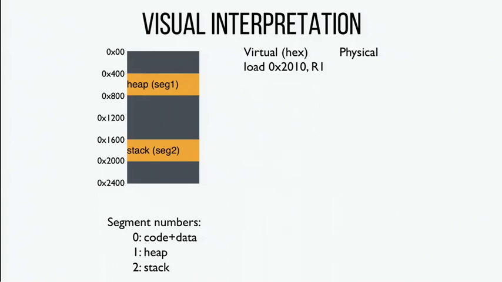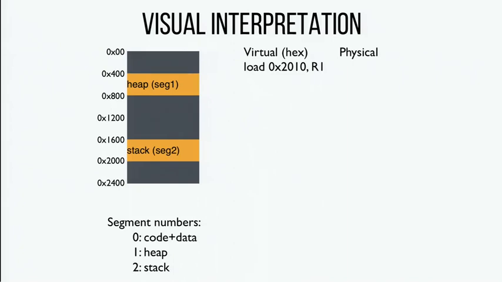Let's try a visual interpretation of this to give you other ways of looking at it. In this example, two of the segments for one of the processes have been placed in physical memory. So you can tell from this picture what the base address must be for each of these segments. The base address of the heap, or segment 1, is, if you trust my drawing, 400. And then the base of the stack, or segment 2, is going to be the base here.